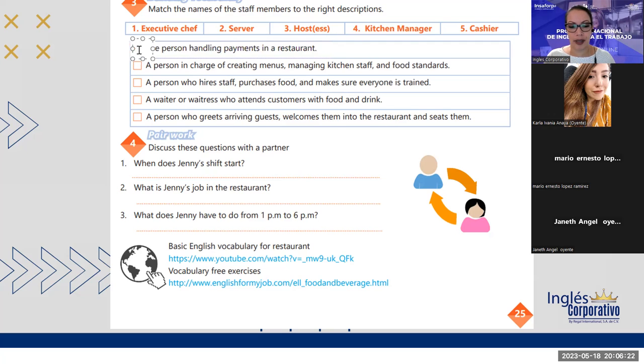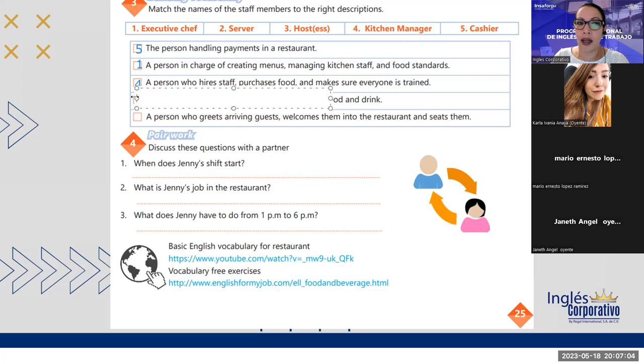So the first one we said is number five, cashier. So number two or the second will be? Number one. Yes. And executive chef. And then? Number four. Number four, okay. Yes, it makes sense. Number one, a person in charge of creating menus and managing the kitchen staff, that should be the executive chef. Yes, you're right, it makes sense. And then number four? Number two. Let's see, so what number is this? Number two.